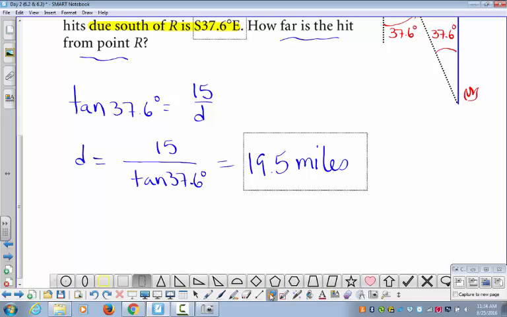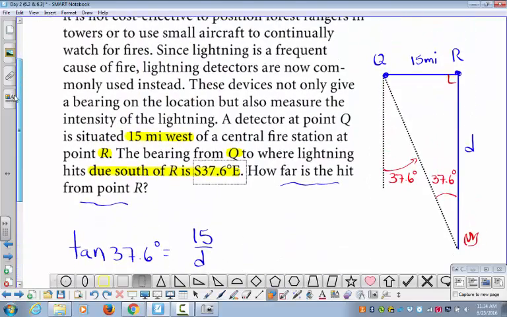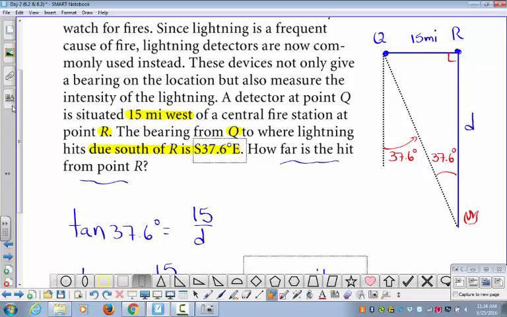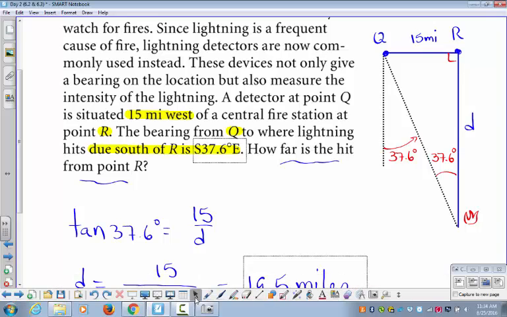Question? How come the 37.6 degree angle isn't in that triangle? Okay, good question. With this type of navigation, they're saying the line of sight from Q to the fire, we go south and then 37.6 degrees east. So that angle is outside of our triangle, but what we're doing is moving it up here a little bit.